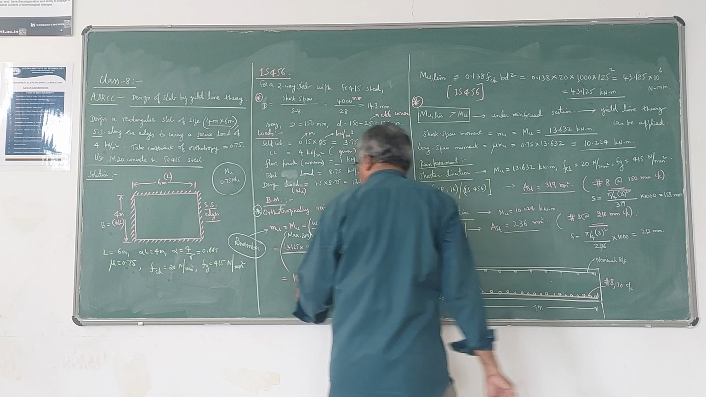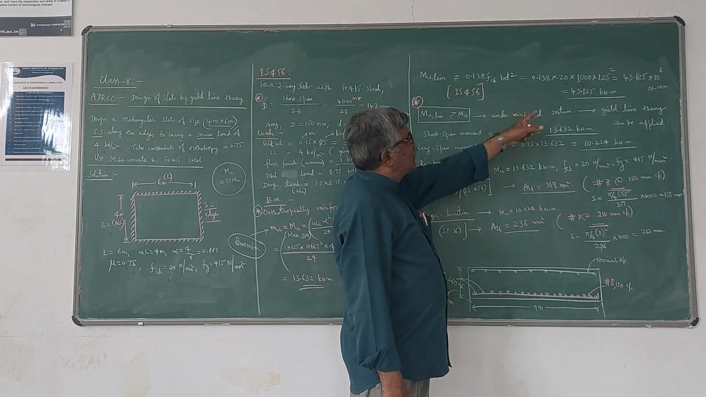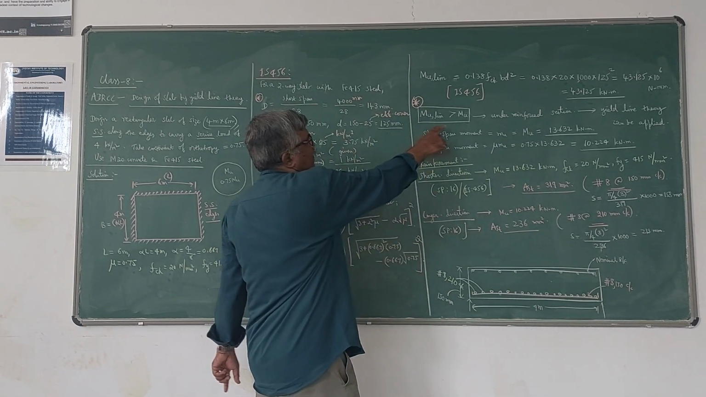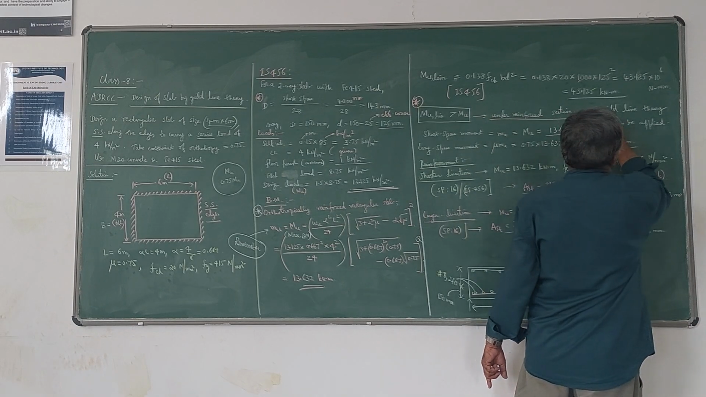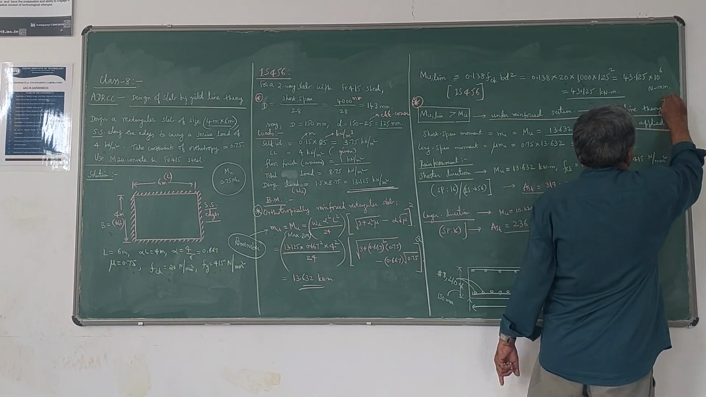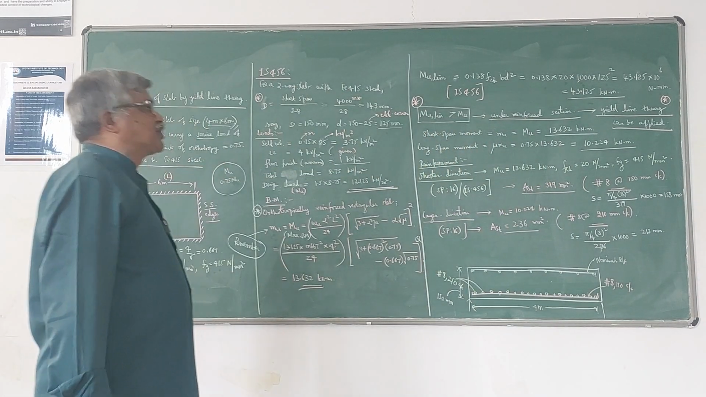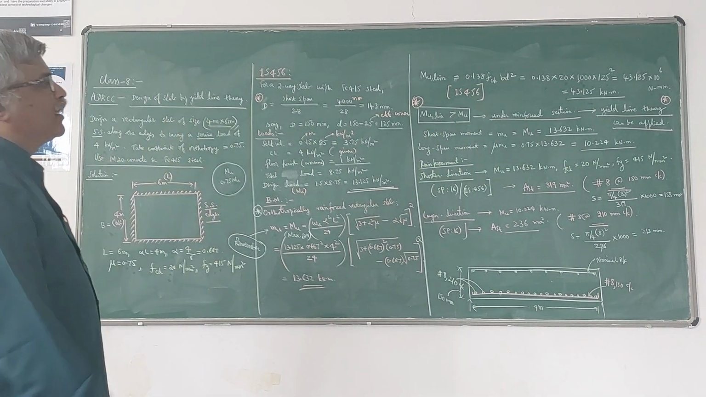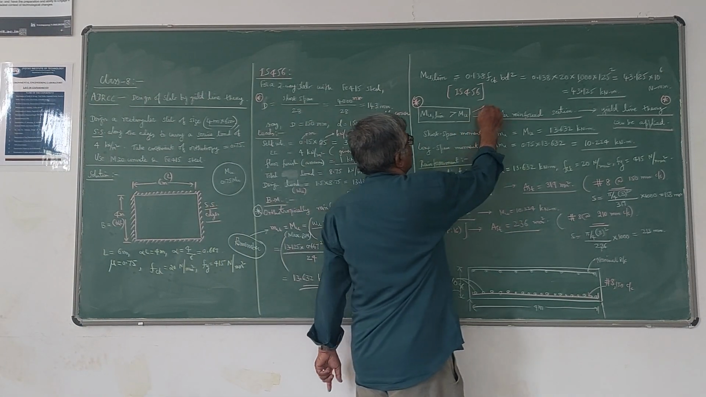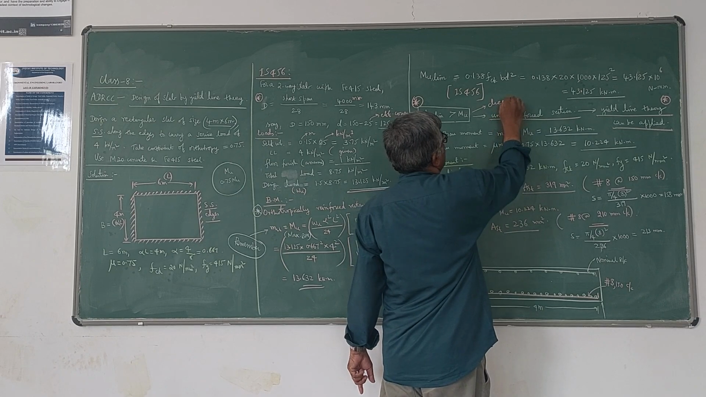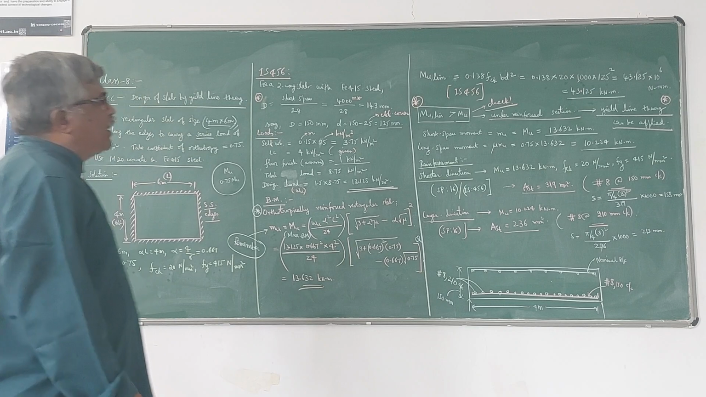Now you can observe that Mu is 13.632, Mu lim is 43.125. The Mu lim is greater than Mu. That means it is an under reinforced section, so yield line theory can be applied. This is very important. If it becomes an over reinforced section, then we cannot use yield line theory. So we have to check this. This is a very important check. Before designing the reinforcement, we have to check whether Mu lim is greater than Mu.